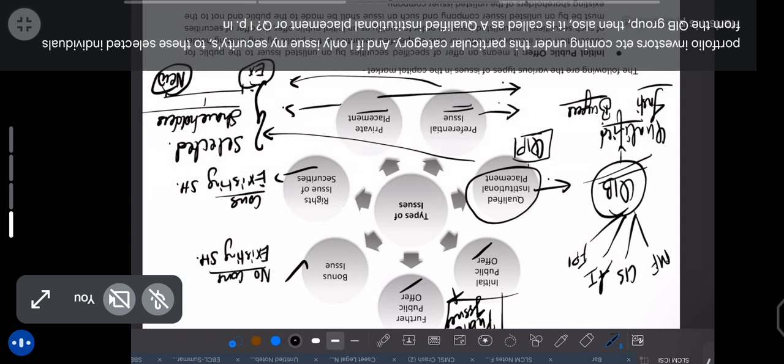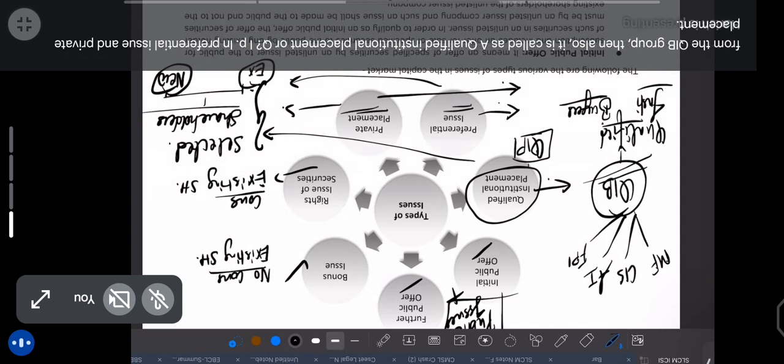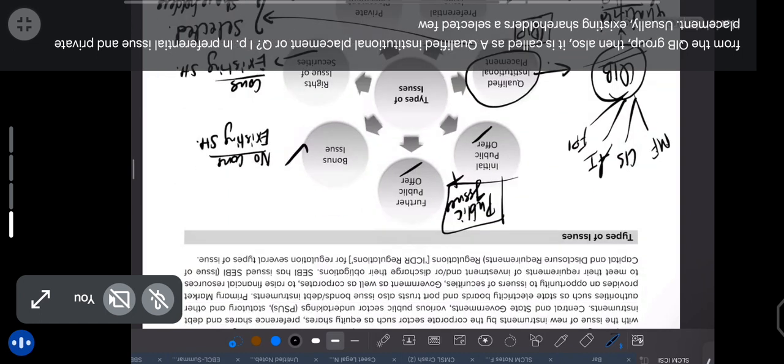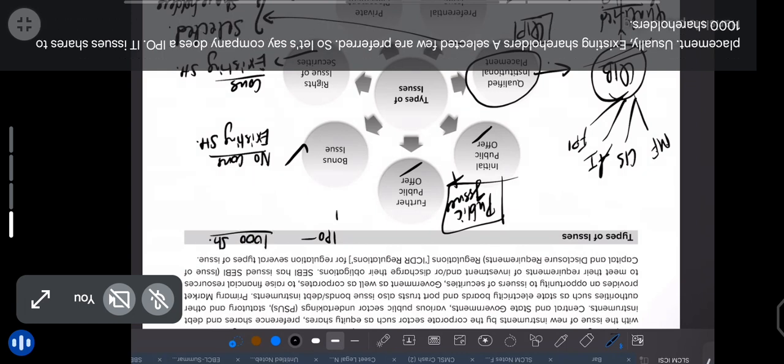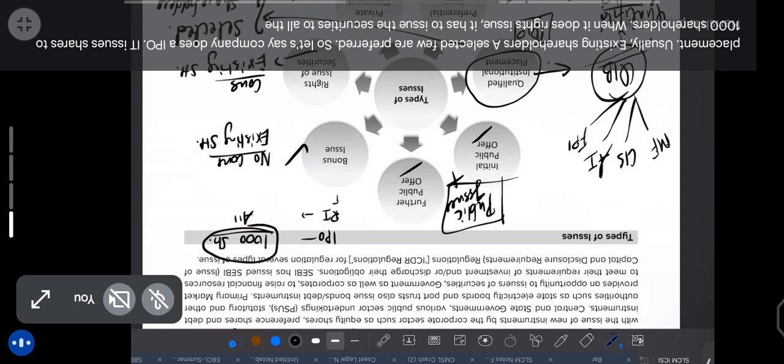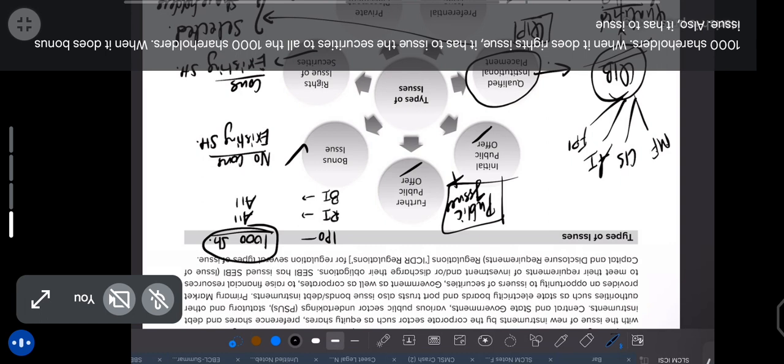In preferential issue and private placement, usually a selected few existing shareholders are preferred. So let's say a company does an IPO, it issues shares to 1,000 shareholders. When it does a rights issue, it has to issue the securities to all the 1,000 shareholders. When it does a bonus issue also, it has to issue shares to all the 1,000 shareholders who will now become existing shareholders.